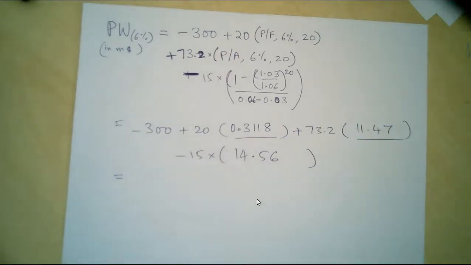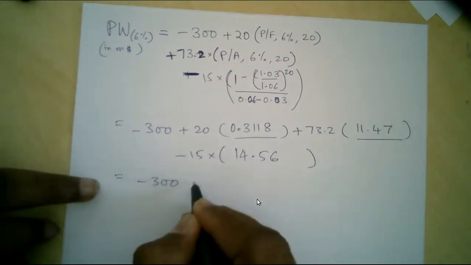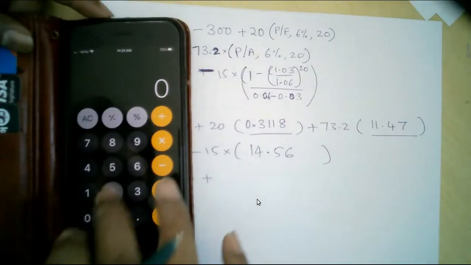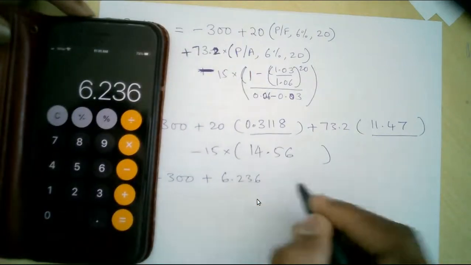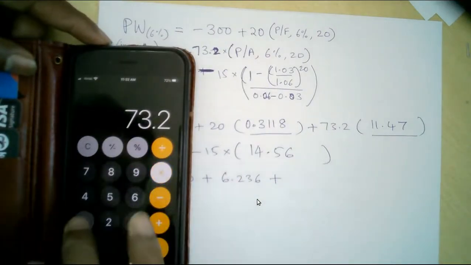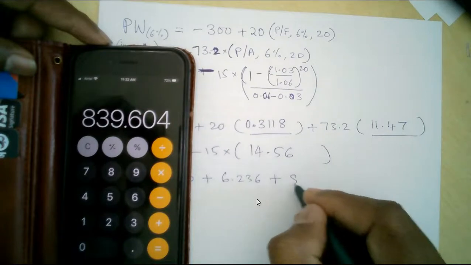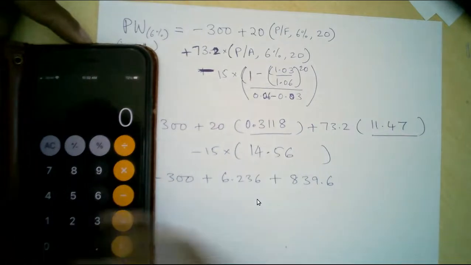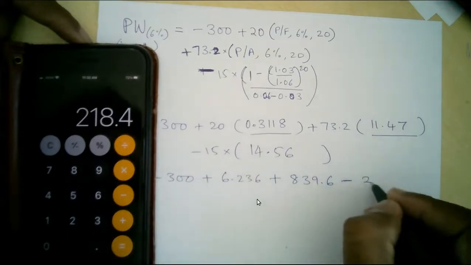Now let me calculate this next step. This remains minus 300 plus 20 multiplied by 0.3118, so 6.236, plus 73.2 multiplied by 11.47, so that is 839.6. Then minus 15 into 14.56, so that is 218.4.